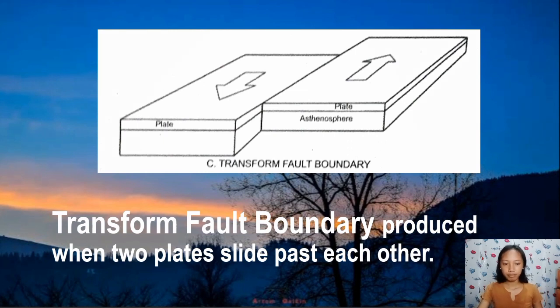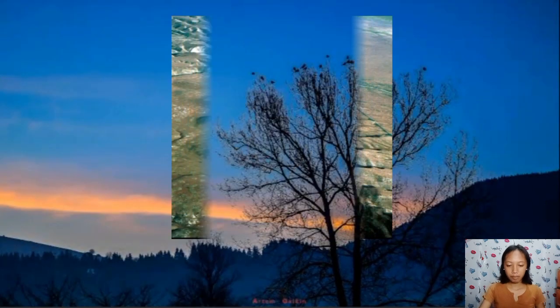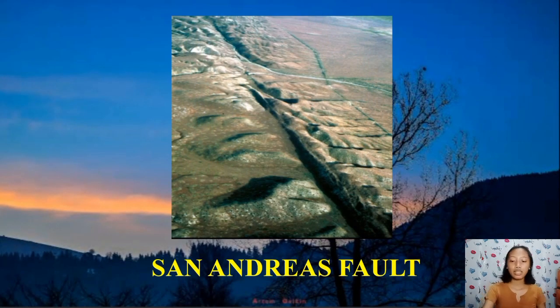And then, the best example of transform fault boundary is the San Andreas Fault. The San Andreas Fault marks the location where the North American and Pacific plates slide past each other in a horizontal motion. So, mao ni ang example sa transform fault boundary, ang San Andreas Fault. So, kana siyang mga picture is the best example of transform fault boundary.